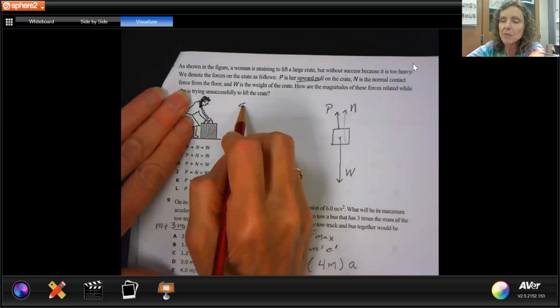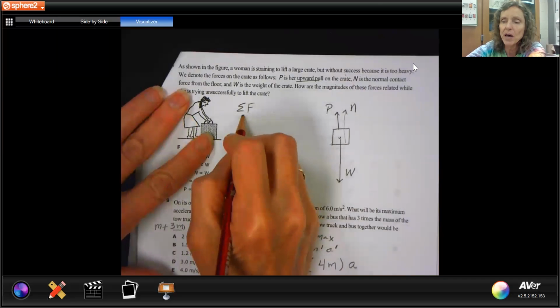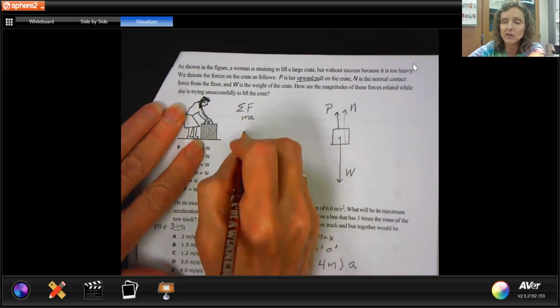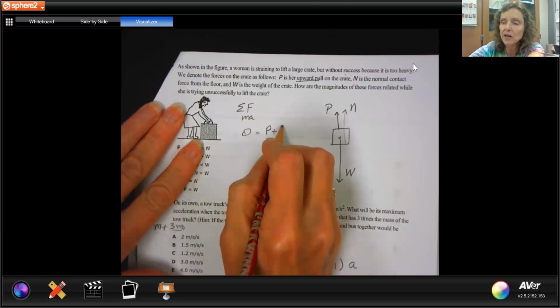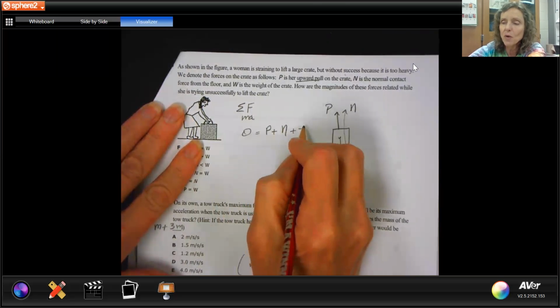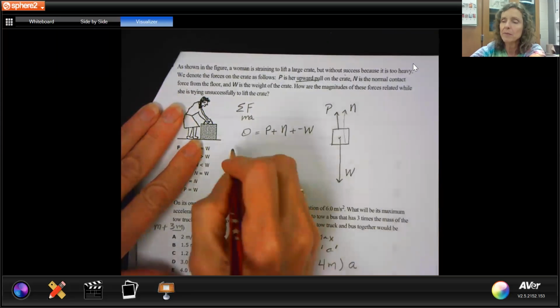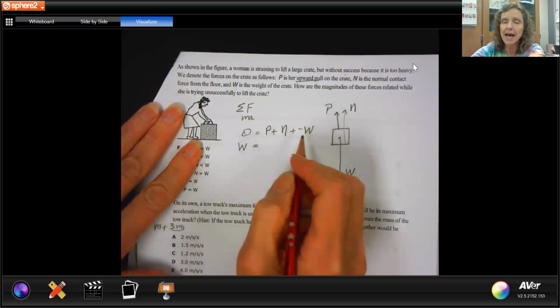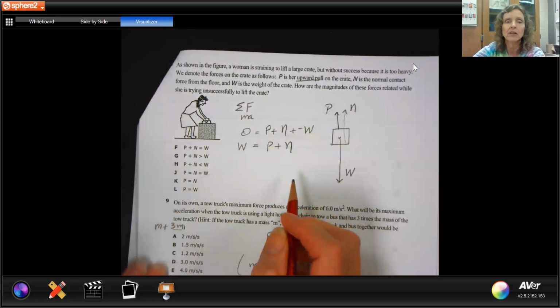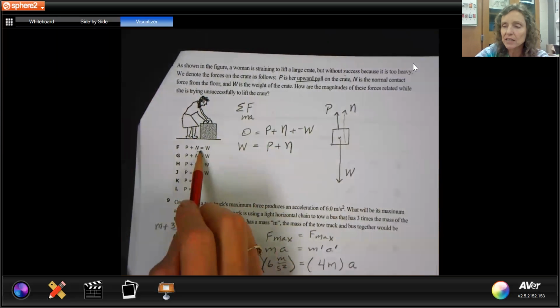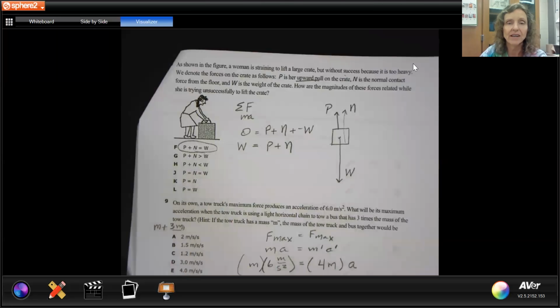Well, that means the sum of all my forces, my mass times acceleration, is going to be 0, isn't it? So 0 for a P up, a normal up, and a weight down. That means the weight force, if I add it to both sides, is being balanced by those two working together. So I look for that in my choices, and it is there. Okay.